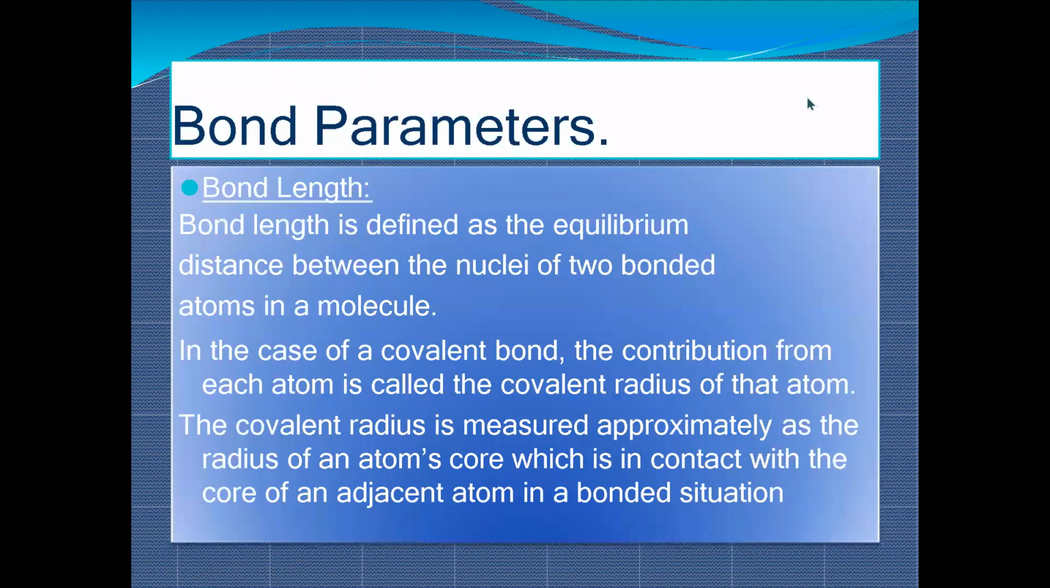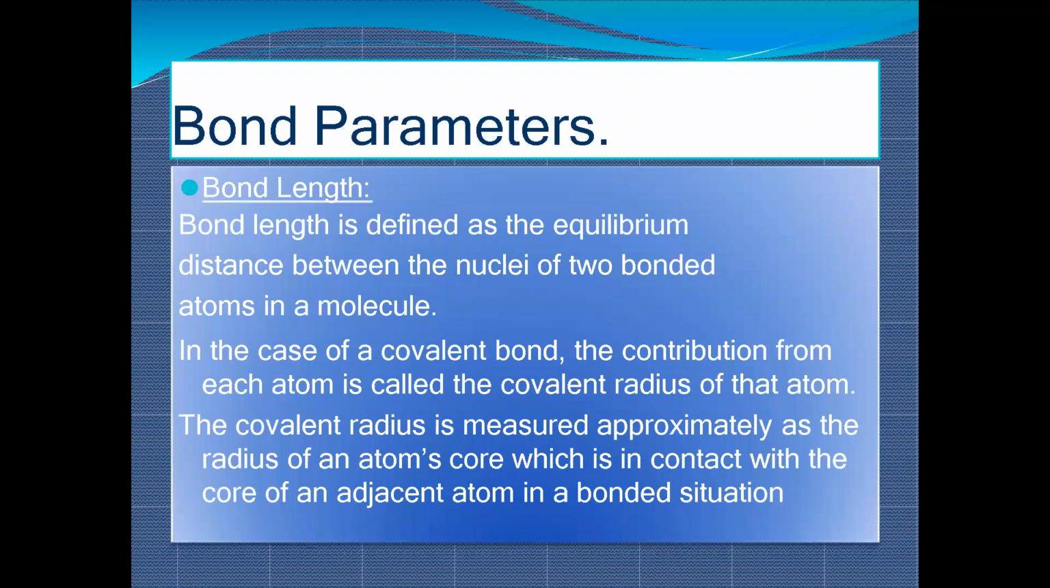Next, let us talk about other things related to the structure of atoms, that is, bond parameters. Bond parameters are the properties related to bonds. It can be ionic, covalent, any bond. The first is bond length. Bond length is defined as the equilibrium distance between the nuclei of two bonded atoms in a molecule.